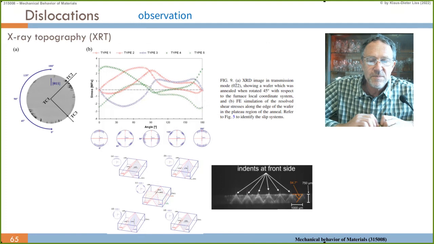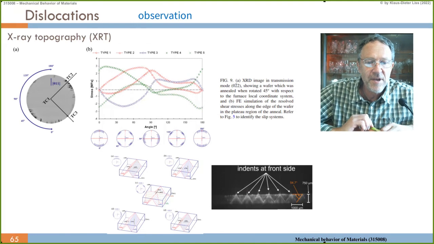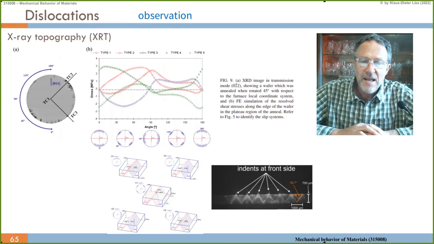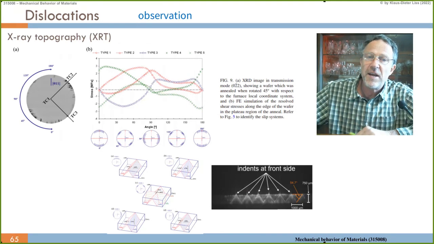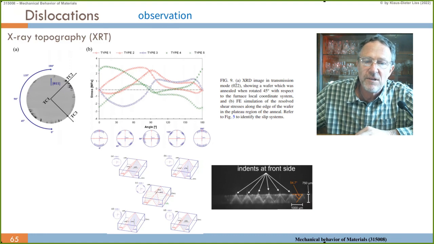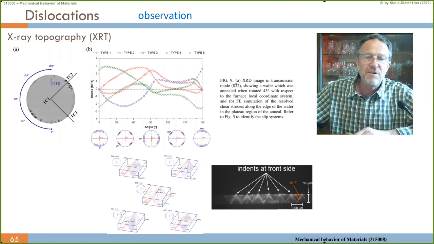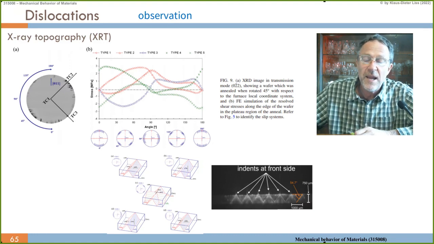A few minutes more and then I'm through this observation chapter. I've shown diffraction contrast with electrons. Of course, you can do the same with X-rays. X-rays that penetrate into the crystal get Bragg reflected at the crystal planes.